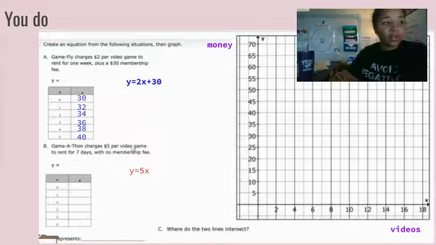Gameathon is going to be $5 per video, 5x. So that means if they sell 0 videos, they're going to make no money. If they sell 1, they make 5, 2, 10, 3, 15, 4, 20, and 5, 25.